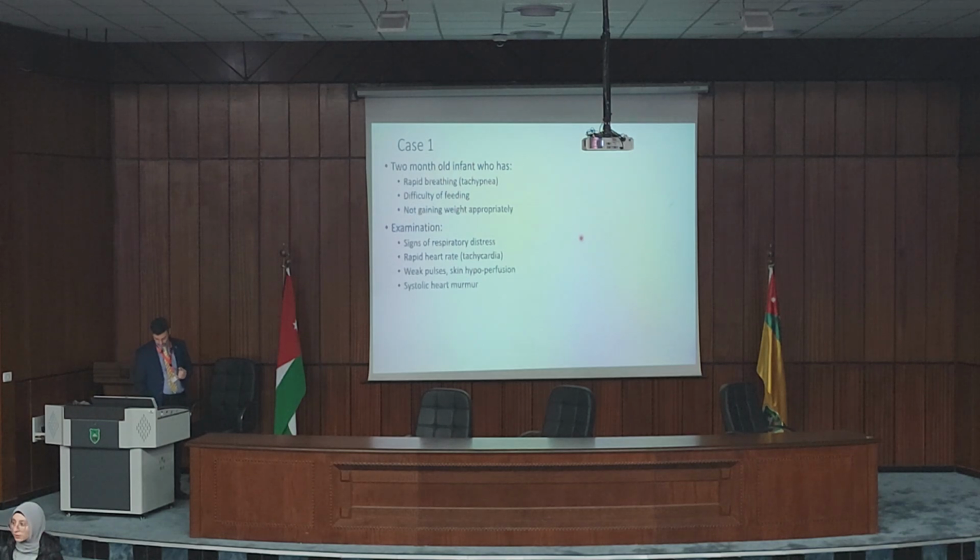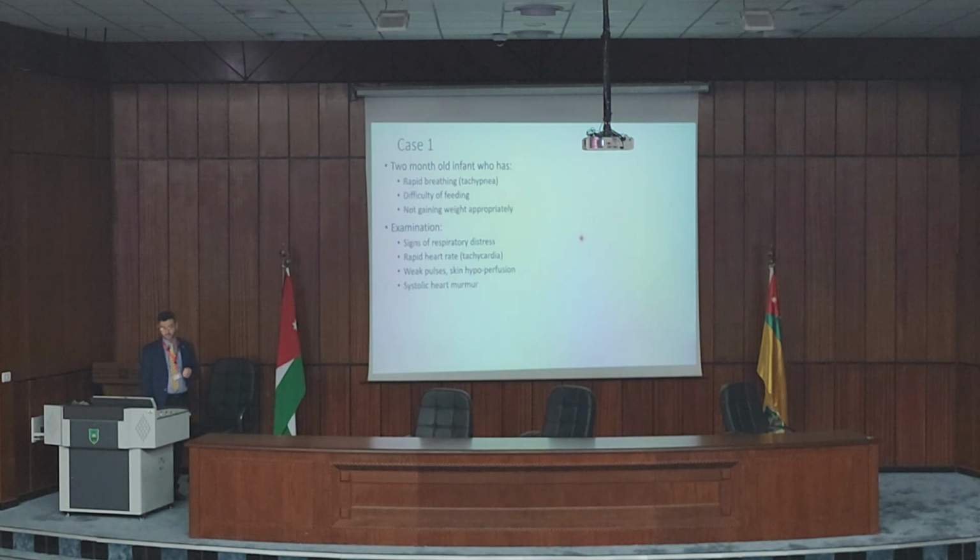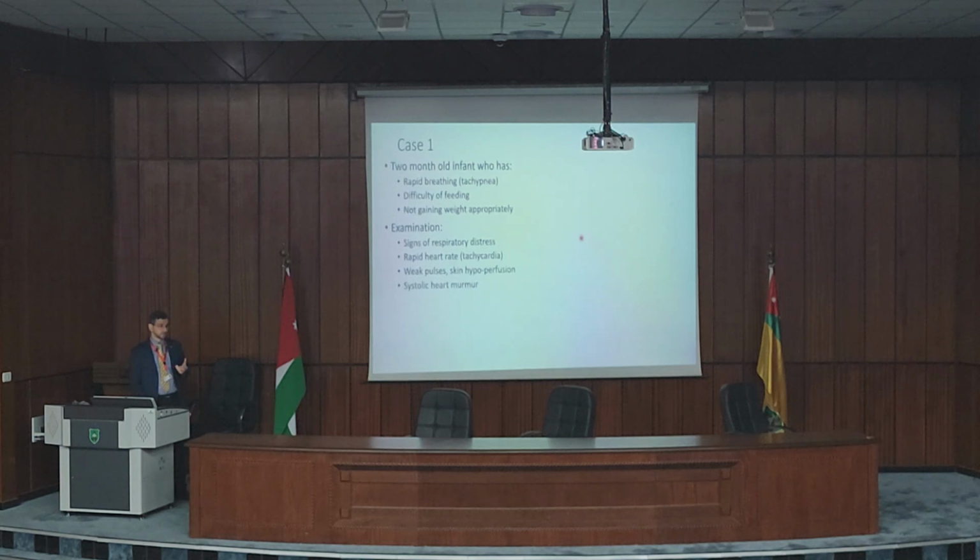He has rapid heart rate, which is tachycardia. He has weak pulses, and he has signs of skin hypoperfusion. So his skin looks a little bit cold. Maybe it's a little bit pale. It indicates that the perfusion to the skin is not normal. And he also has a systolic heart murmur, which is a sound that we hear when we listen to the heart. So an abnormal sound indicates that there is a high velocity blood going somewhere in his heart.